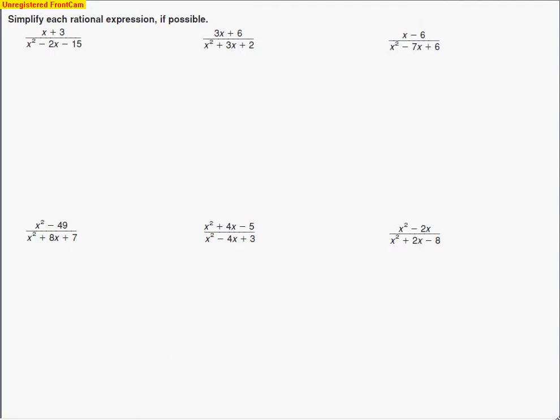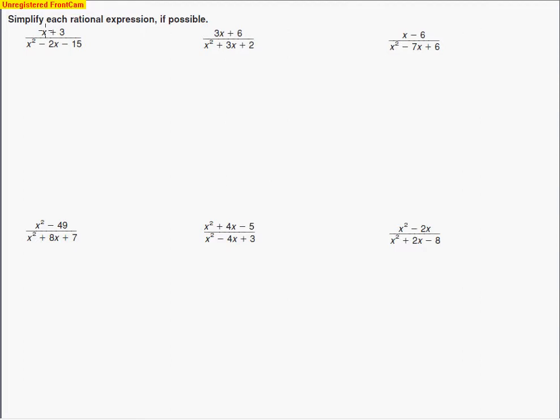Today we will be simplifying rational expressions, and the key on this is to factor. In order to cancel terms out, we have to have factors. You see, on the top of this fraction, for the first one, x and 3 are being added together. See, it's not really x on top, it's 3 more than x.